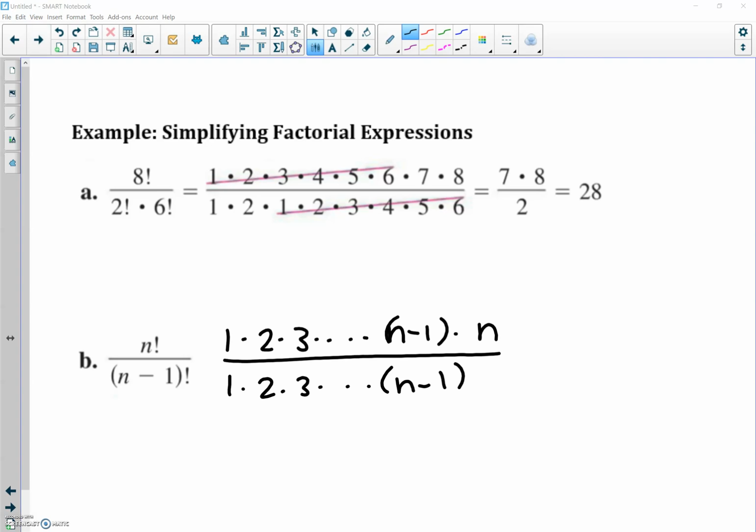By definition, n factorial is 1 times 2 times all the way up through n minus 1 times n. N minus 1 factorial is all the positive whole numbers multiplied from 1 through n minus 1. Notice that n minus 1 factorial is inside of n factorial. So all of these terms will cancel with all of these. So you are left with n over 1, which is just n.